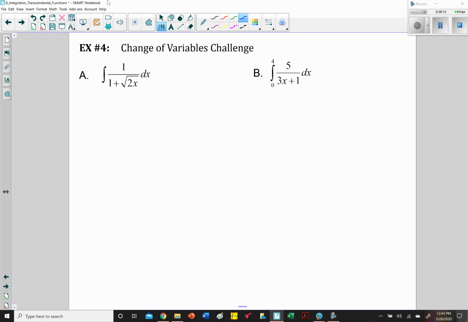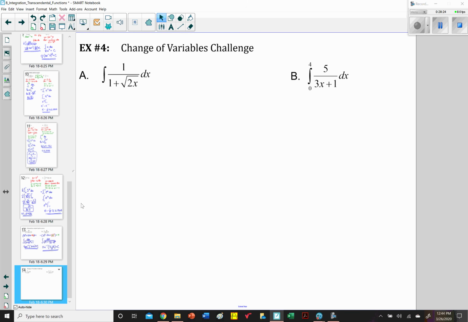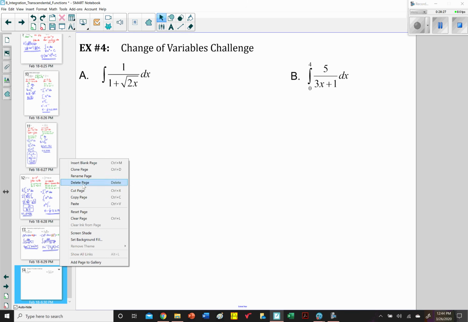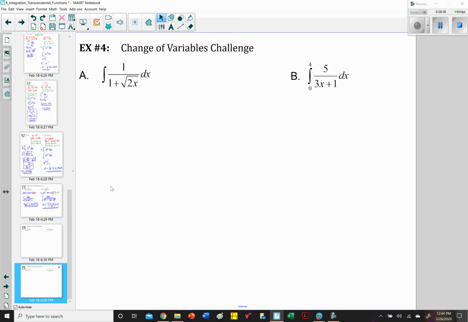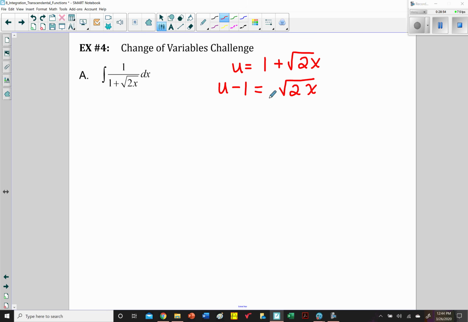I think I might put that on a separate page, so we can duplicate this page. Okay, so get rid of that one, and let's think about this one. It says it's a challenge. So if our denominator is the 1 plus the square root of 2x, and we need to solve for square root of 2x, let's take the derivative.